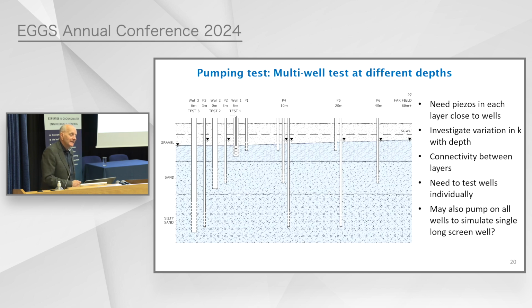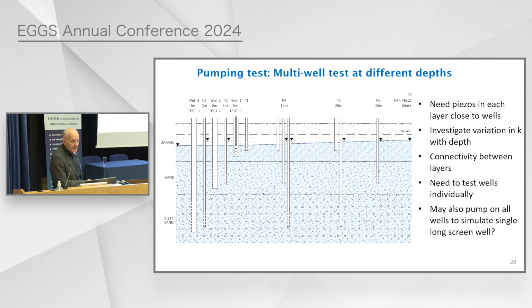Of course, you can't always do that kind of test, certainly if you're not in rock. So another way of doing a test would be to do a multi-well test, but at different depths. Here we've got gravel, sand, silty sand. It's fining downwards, always a worry for a dewatering contractor. We've put a well into each of the layers. We need quite a lot of piezometers to understand what's going on here. So this allows us to investigate the variation in permeability with depth.